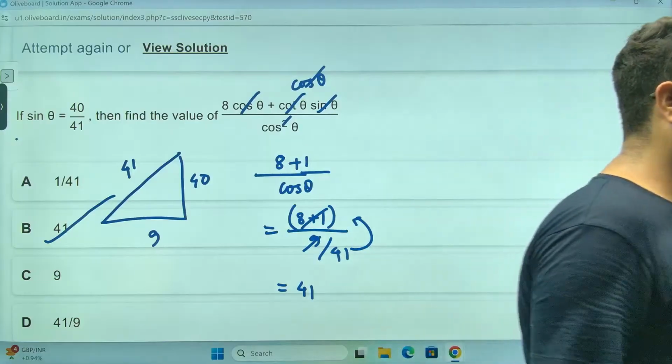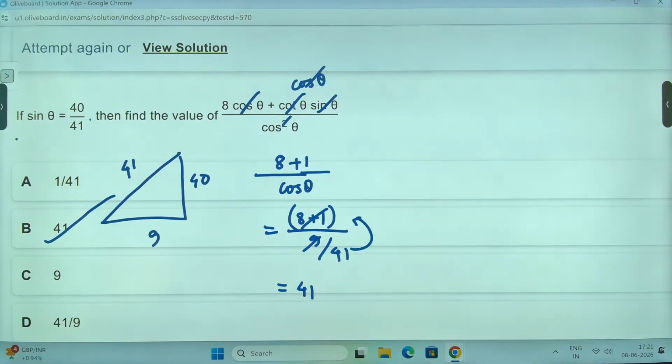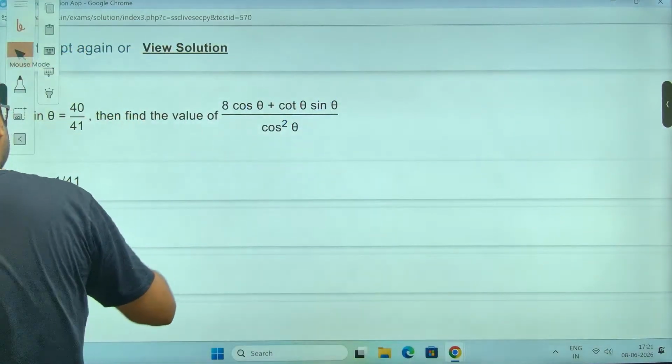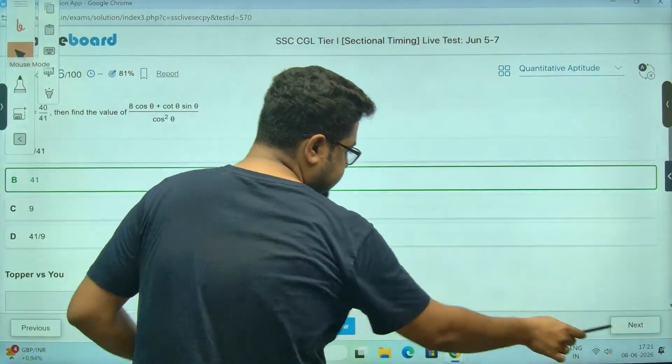Option number B, sir. Again, I've stopped getting answers. What happened? Baki log, please, what happened? Please give me answers. You guys also solve along with me.